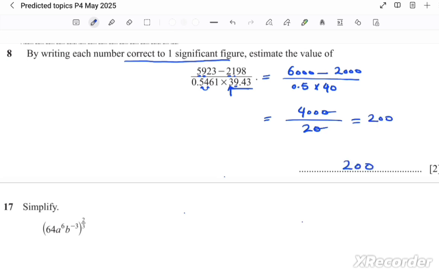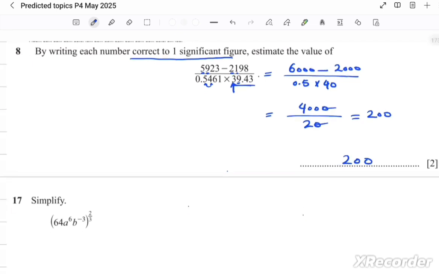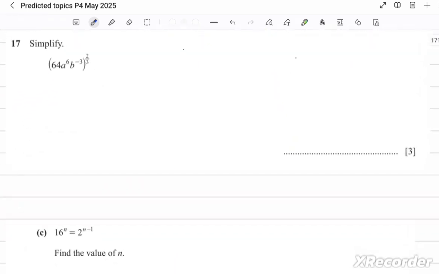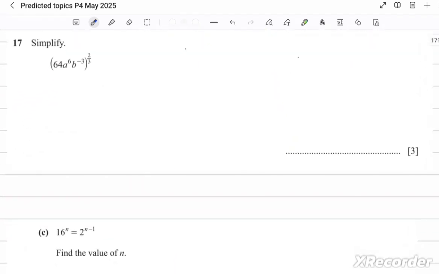So this is the first question. Next one. In paper 2, there were no questions about index. So we expect that you will have questions about that. So let's solve 3 questions about index.